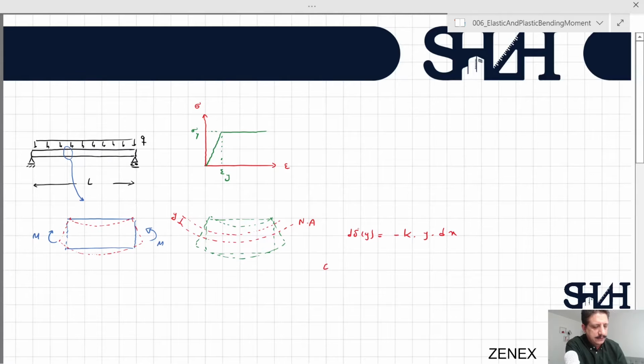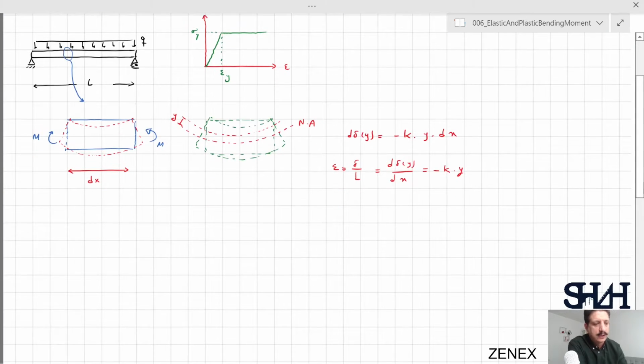So strain is deformation divided by original length. If we are talking about a very small part of the element, the length before deformation is dx, and the deformation after applying the bending moment is d delta. So it will be d delta divided by dx, which is minus kappa y. This is the strain at each level from the neutral axis.